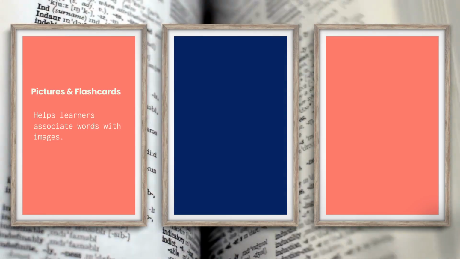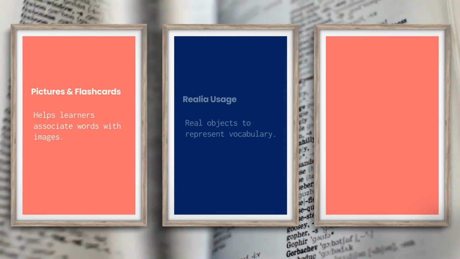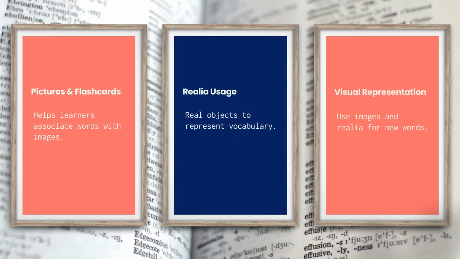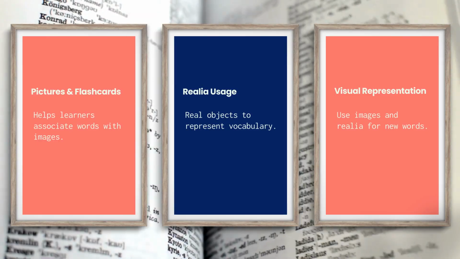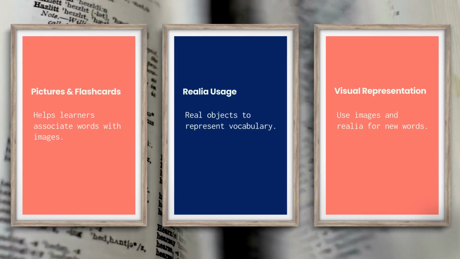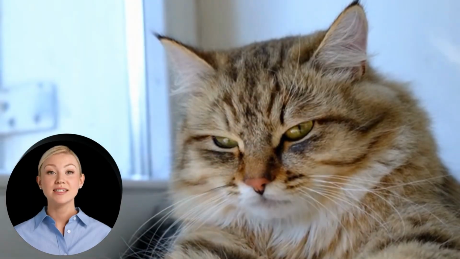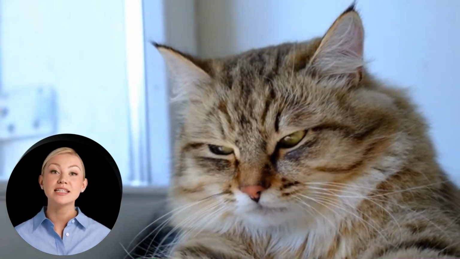Pictures and flashcards: use images, flashcards, and realia, real objects, to visually represent new vocabulary words. This helps learners associate words with images. For example, show a picture of a cat when teaching the word cat.